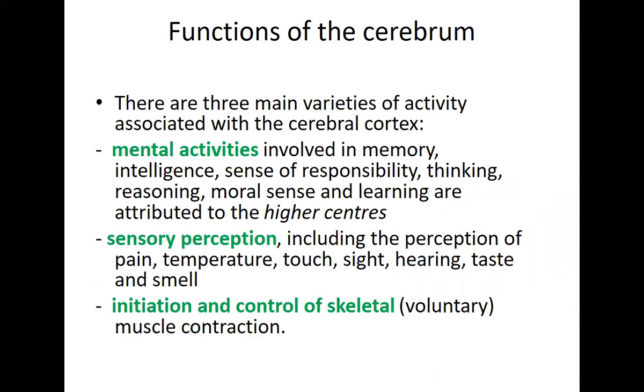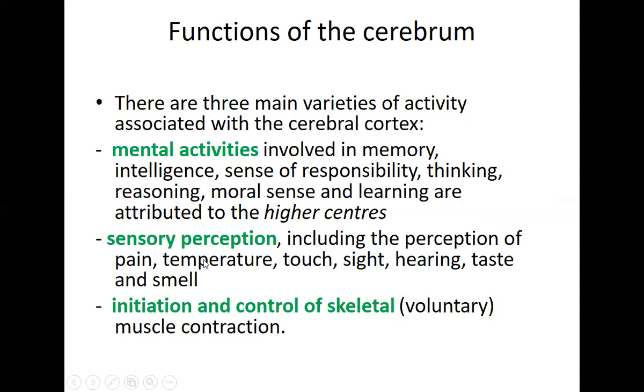Now coming to the functions of the cerebrum. There are three main varieties of activities associated with the cerebral cortex. Mental activities involved in memory, intelligence, sense of responsibility, thinking, reasoning, moral sense, and learning are attributed to the higher center. These functions, which are mainly seen in human beings, are controlled by the higher centers of the cerebrum.